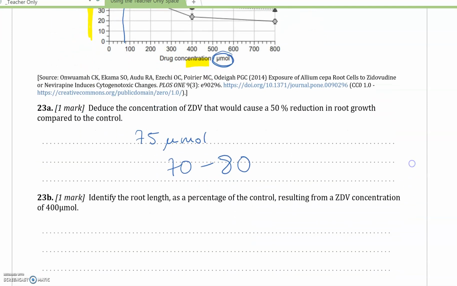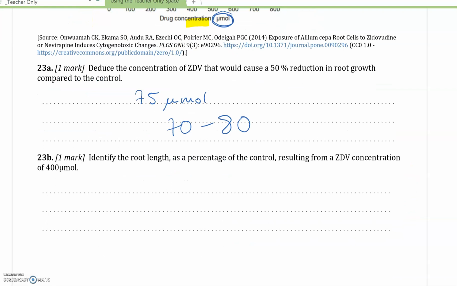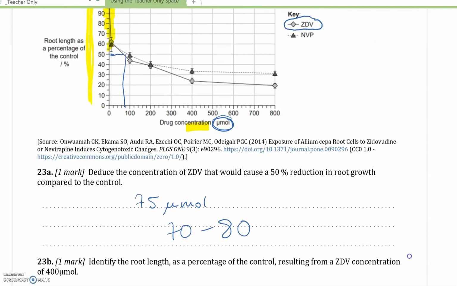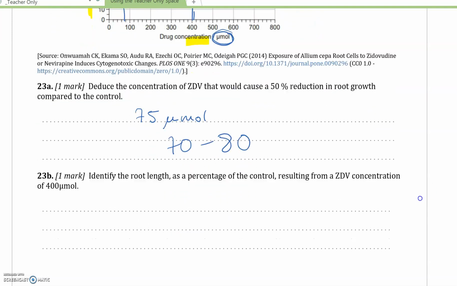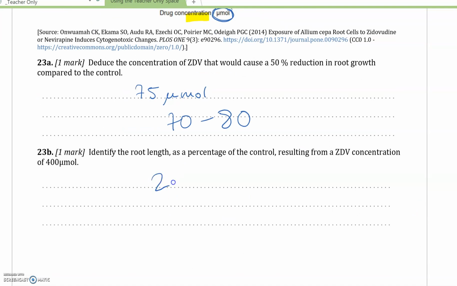Okay, so 23b, identify the root length as a percentage of the control resulting from a ZDV concentration of 400 micromoles. Okay, this time we go back here and we look at the drug concentration here, so 400, so you'd rule up there, and then you'd rule across from the center of that point, okay, across to there. Again, you would use a ruler and do it properly, and the answer was 24, and this time the unit is percent, and the acceptable range was 23 to 25.